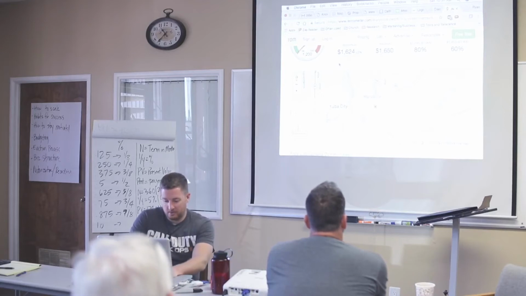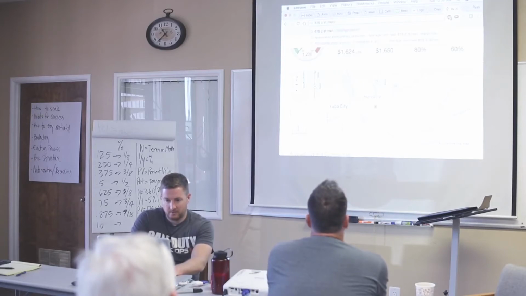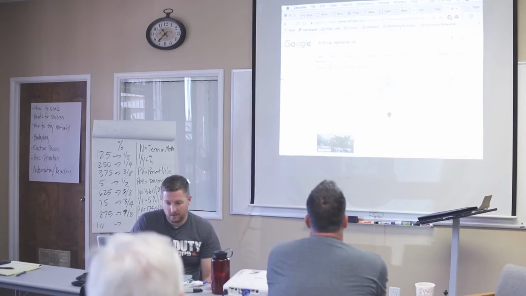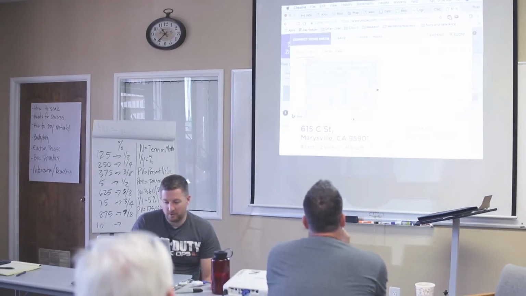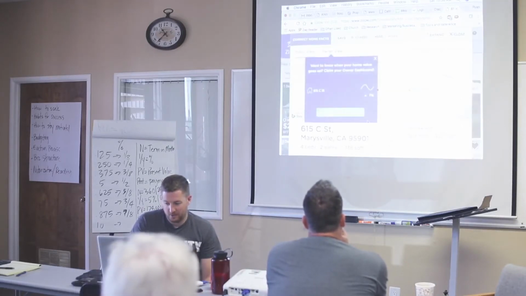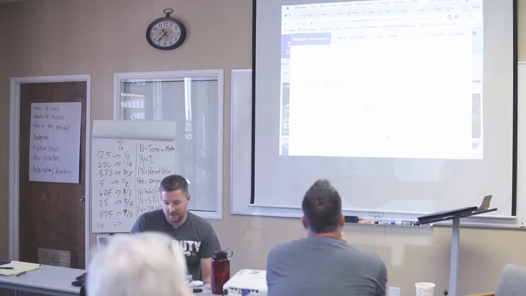Then I'm gonna go to 615 C Street, Marysville, California. I'm gonna do a Zillow one. Here we go. Pull this up in Zillow. This is crazy. Look at Zillow's estimate for this property, $221. That's what I'm saying. Rent is 1,300. So that was fairly close.